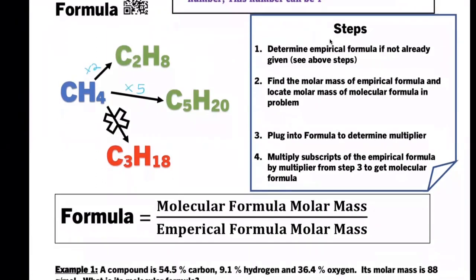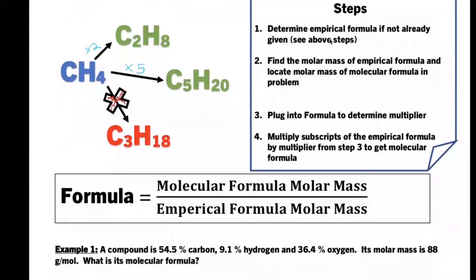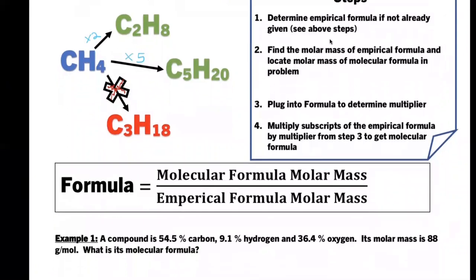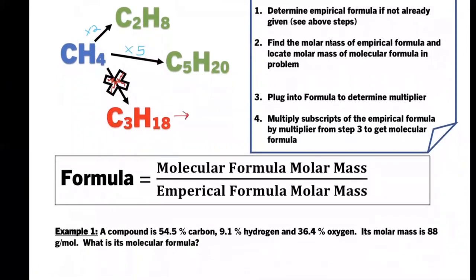This example here would not be a molecular formula that has this empirical formula. You can see if I wanted to multiply this by 3, I would get C3H12, not H18. So this molecule actually has an empirical formula of CH6. That would be the common factor in the subscripts that I could reduce to get the empirical.